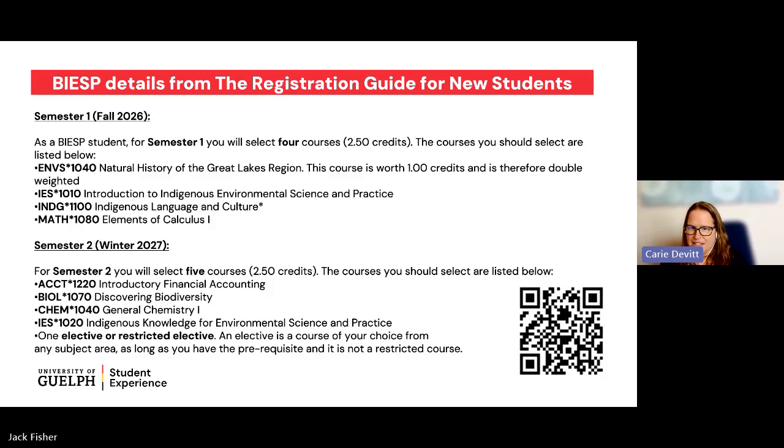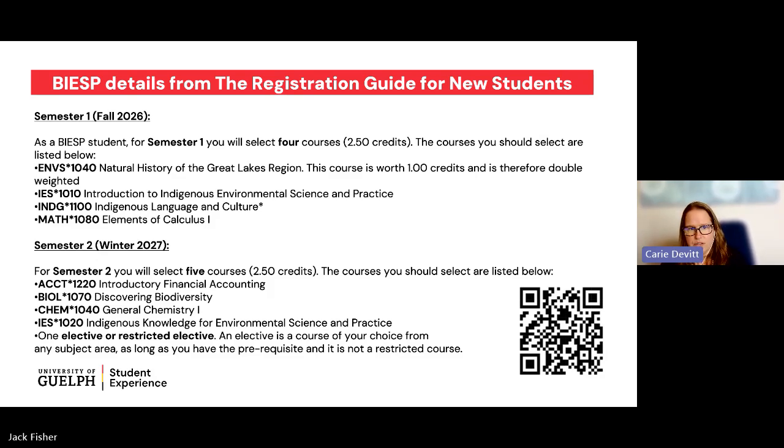Math 1080. Okay, so this is the 4th course in fall semester that you're going to register for. It's the Elements of Calculus course. The prerequisite is the 4U Advanced Functions. So I often get the question, oh, I don't have 4U Calculus from high school. Am I going to be okay in this course? The course is designed for students with no 4U Calculus, but you do need the 4U Advanced Functions.